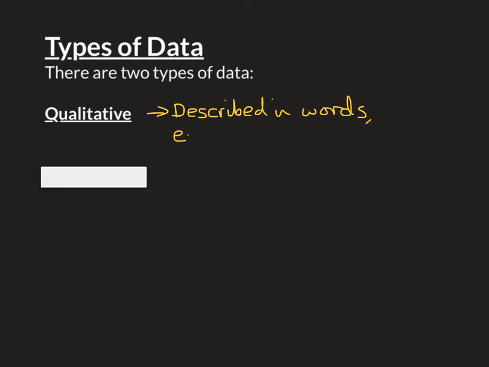For example, hair colour, or brand names, something along those lines. So that's called qualitative data. These words are really fun to say.